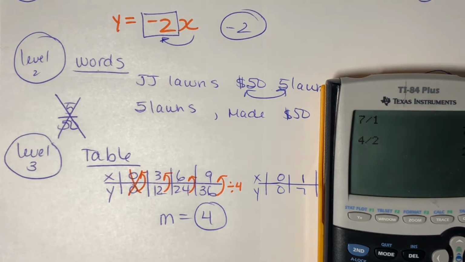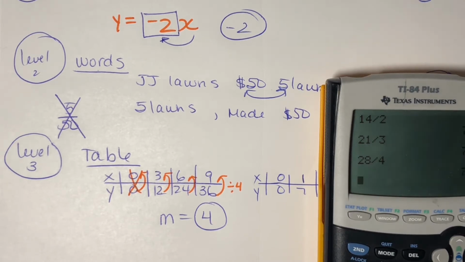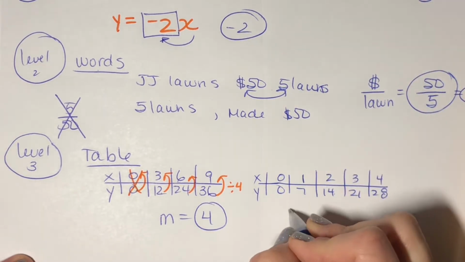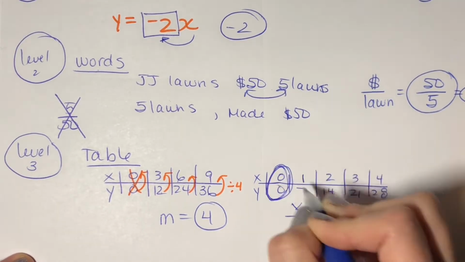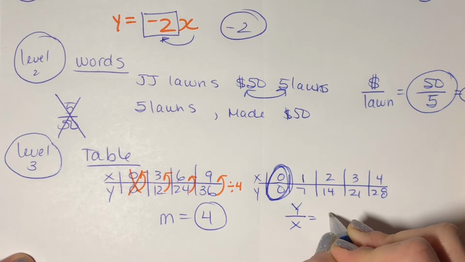Sorry, not by 2. I was doing that in my head. Or that was 14. Yeah, 14 divided by 2. 21 divided by 3. You're going to see all of these numbers are going to give you 7. And so because I took the y values and I divided them by the x values, as long as that point existed, I got 7.